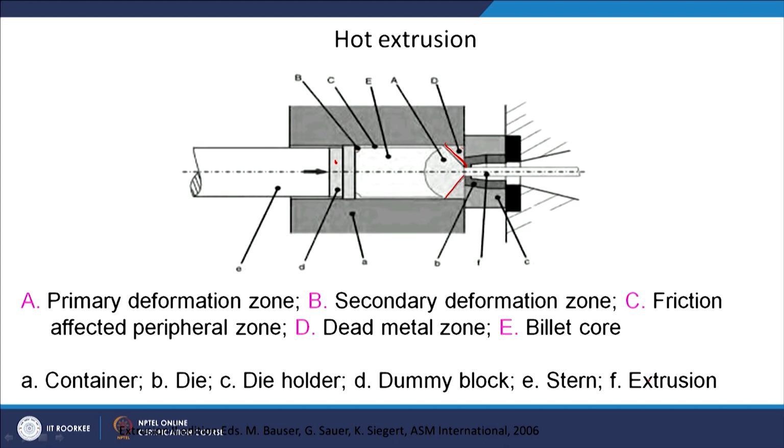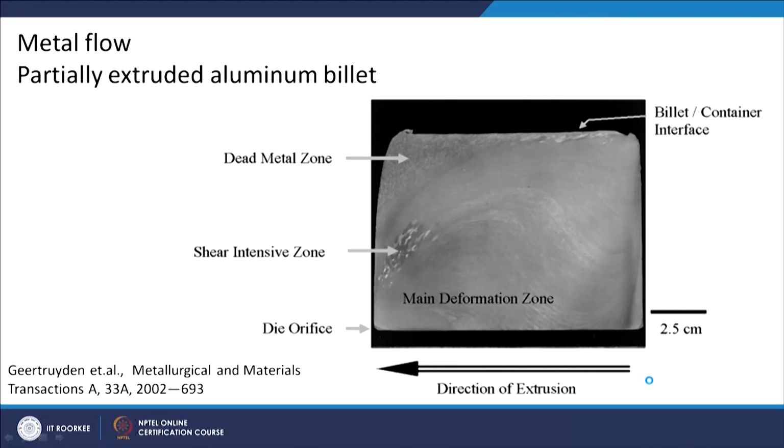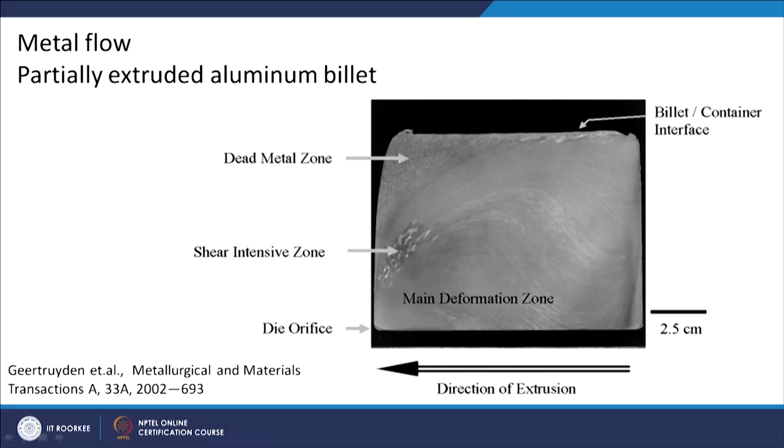If you want to see how the metal flows during this kind of extrusion process, this is one example again taken from a literature. You can see what they have done: they started the extrusion process, stopped it, took the billet out, and cut it in half, and then they are trying to show how the material flow has taken place.